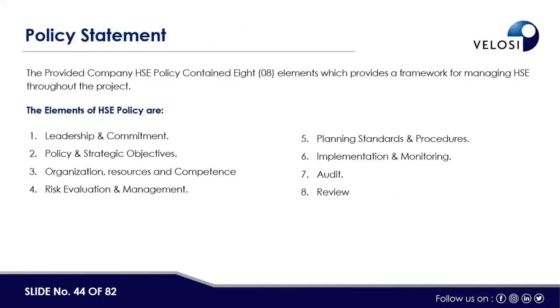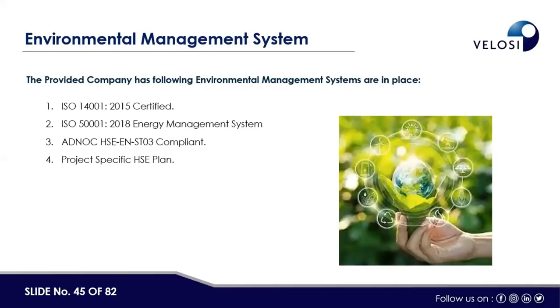So the policy statement that we developed is the leadership and the commitment. Then we have developed the objectives. Then we have developed the organization, resources, and the competence, risk evaluation, planning, standard and procedure, implementation and the monitoring, audit, review. These are the management system. I think there was one question as well related to the environmental management system, ISO 14001 and EMP. So basically they are integrated to each other as well. The project proponent was ISO 14001 certified and energy management system certified as well. And then there was a project specific HSE plan as well.